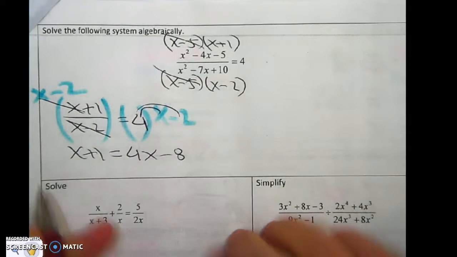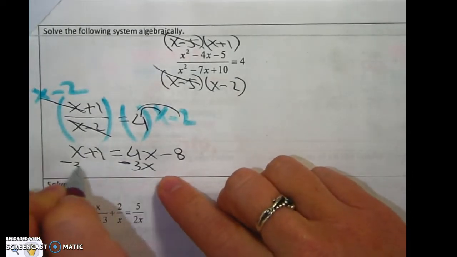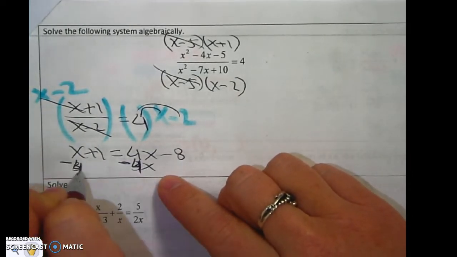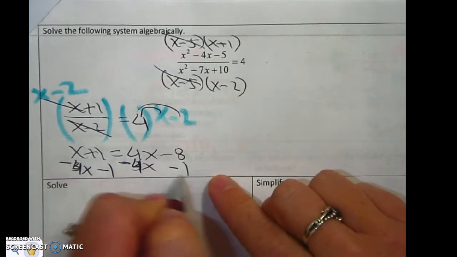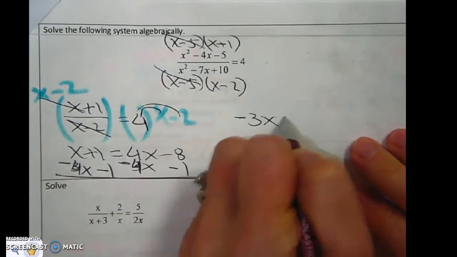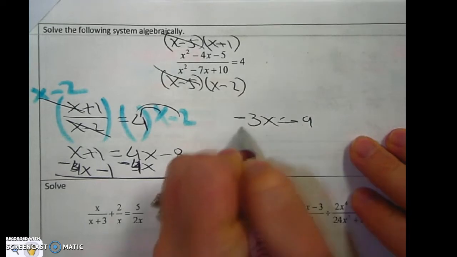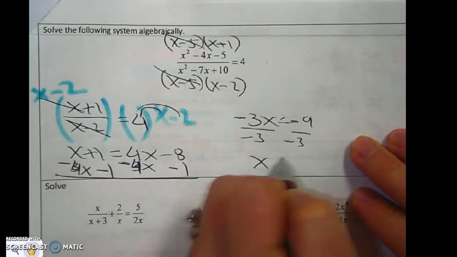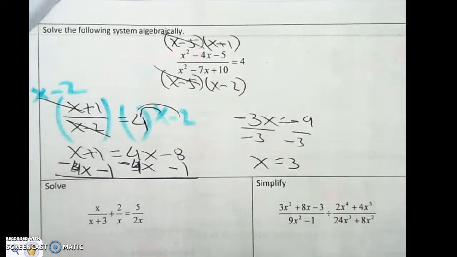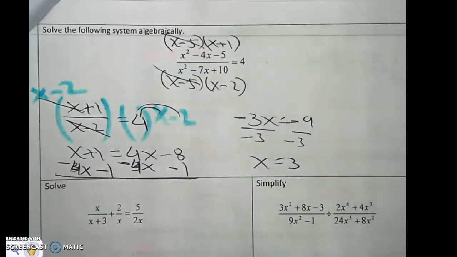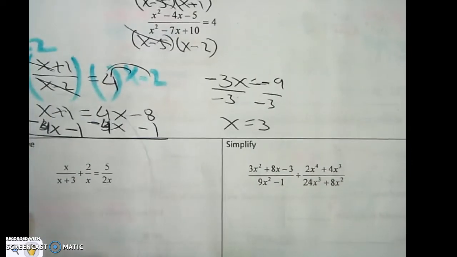minus 8. Subtract 3x. Oops, 4x. I'm just doing this all at once, and subtract 1. And I end up with negative 3x equals negative 9. Divide by negative 3, x equals 3. I feel like I might have made a mistake somewhere, so I went a little bit fast. So let me double check.